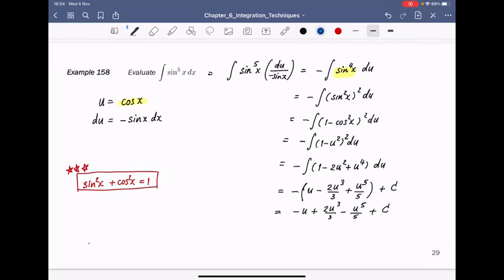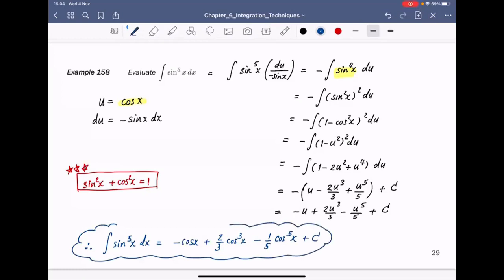All right, to sum up, integrate sine to the 5th power x dx. This is going to be negative u, where u is cosine. All right, 2/3 cosine cube x minus 1/5 cosine to the 5th power x plus c. Does it make sense? All right. Good. All right. Next, we're gonna look at, well, I think 2 more examples for today.